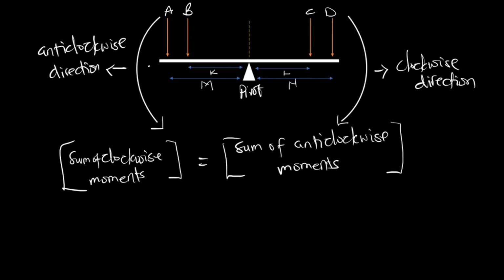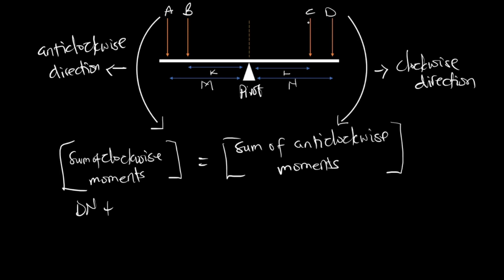All right, let's look at the forces that are acting in the clockwise direction and that of the anti-clockwise direction. So if we look at the clockwise direction, we can see that the force D and the distance N are in the clockwise direction, and the distance is between the force D and the pivot. So we can consider the product of the force D and the distance N as a clockwise moment. So we have DN as one of the clockwise moments.